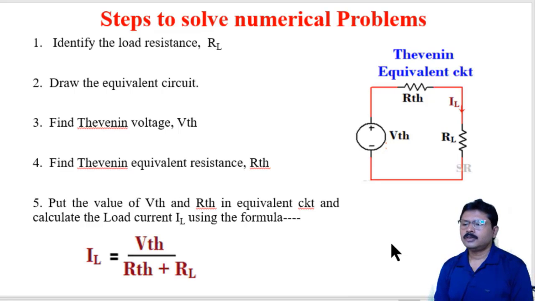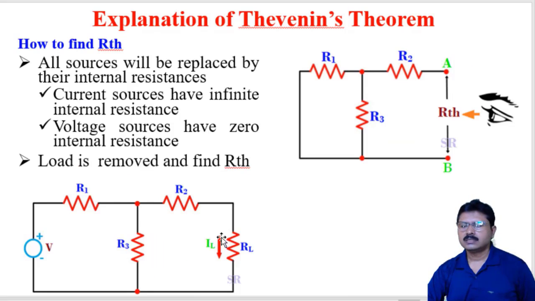Now for solving the different numericals, what are the different steps? Which one is the load resistance in the main circuit? Say this is the main circuit, this one is the load. It will be indicated in the question which one is the load. Say in the question it will be mentioned: find out the current through the resistance RL. So no doubt the RL is the load.